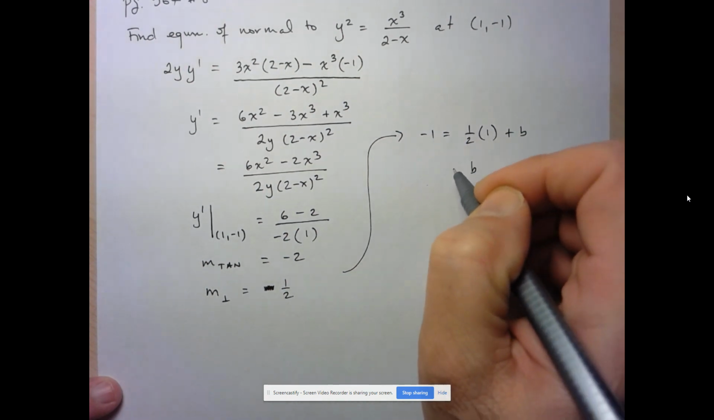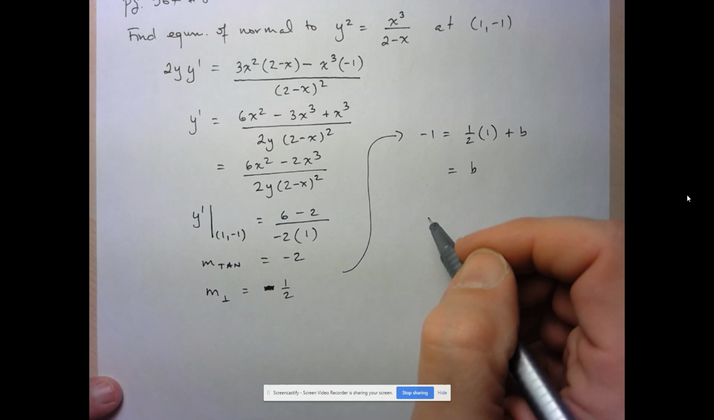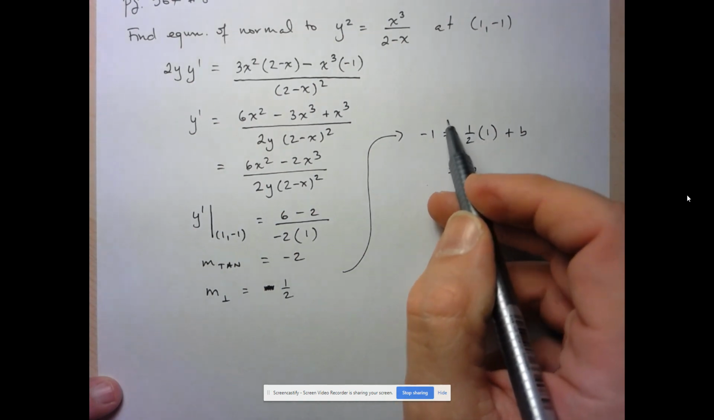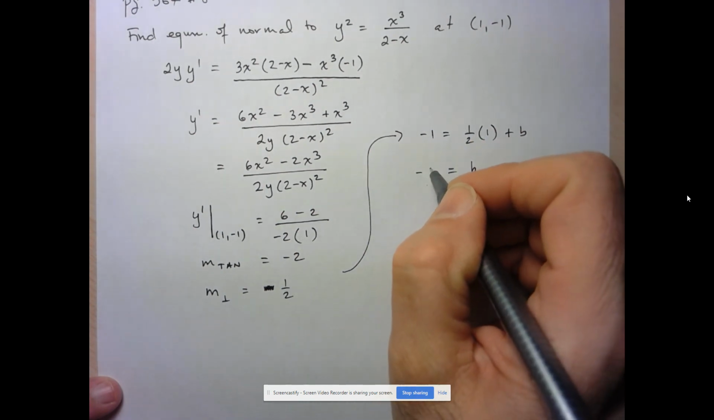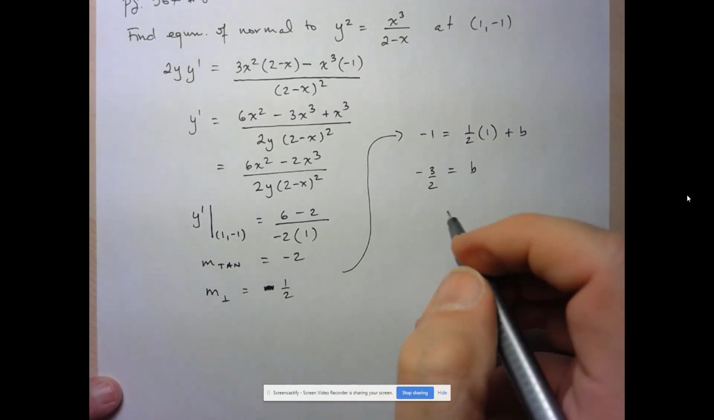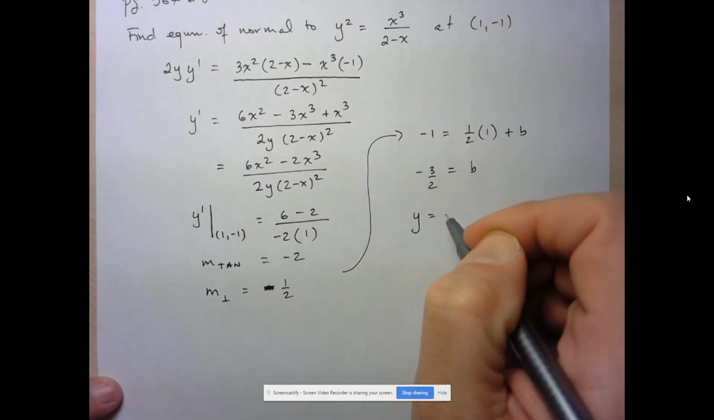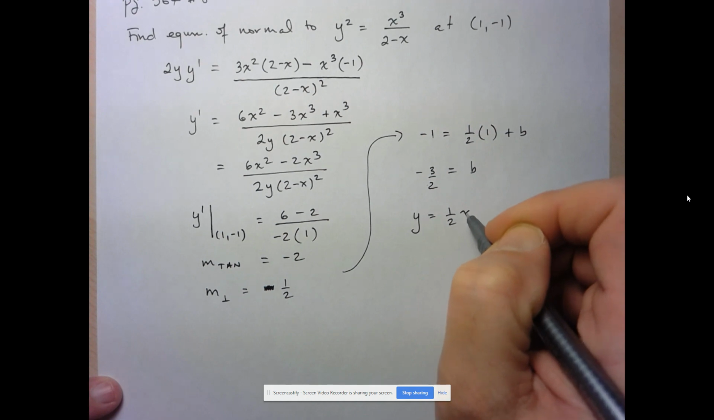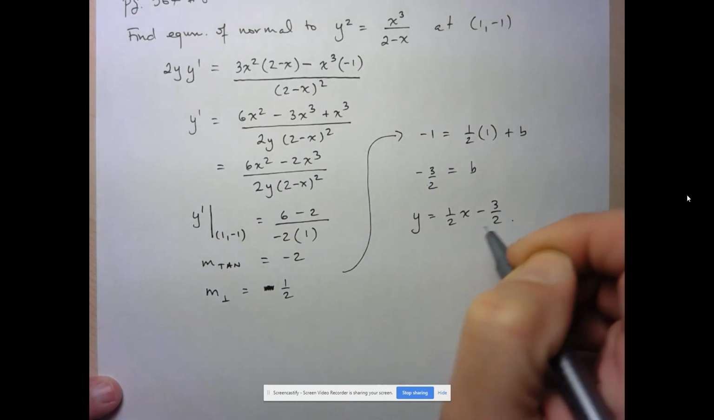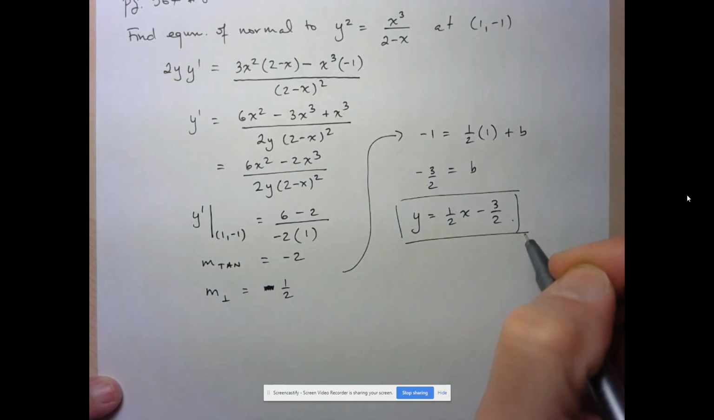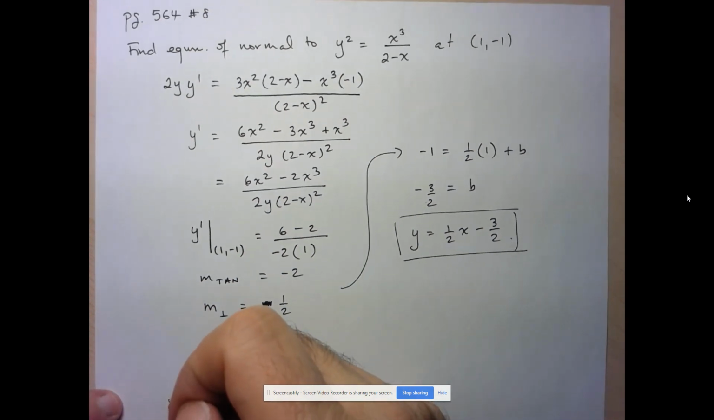Here I just have -1 minus 1/2, so that's going to be -3 over 2. So our final answer here is y equals 1/2 x minus 3/2. And there's our solution.